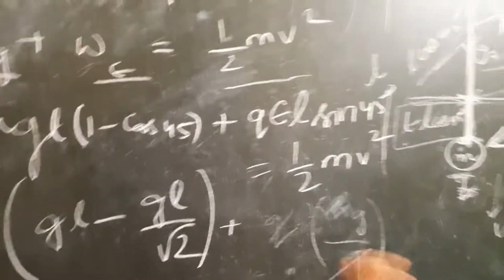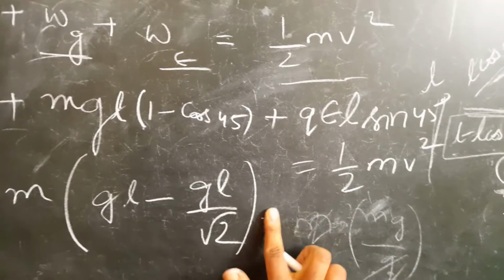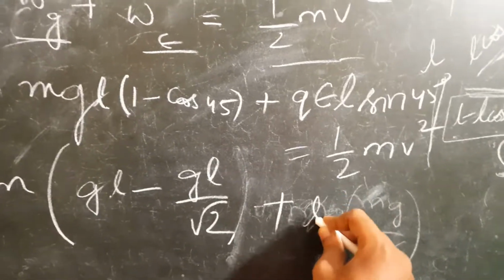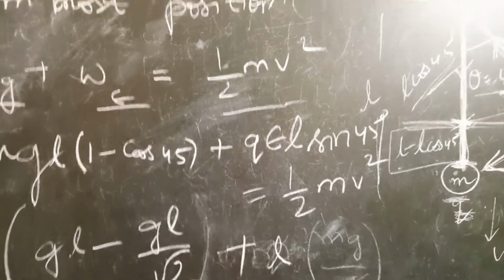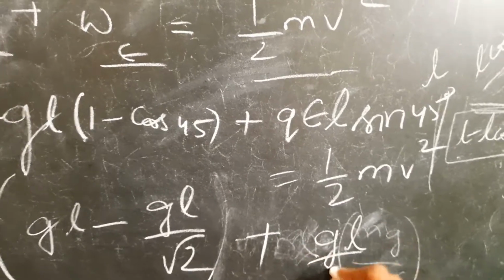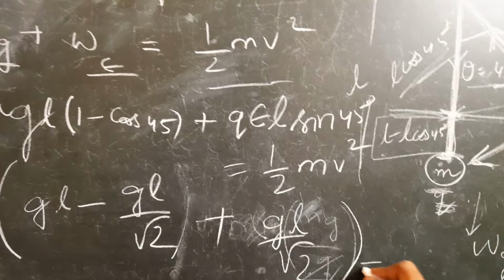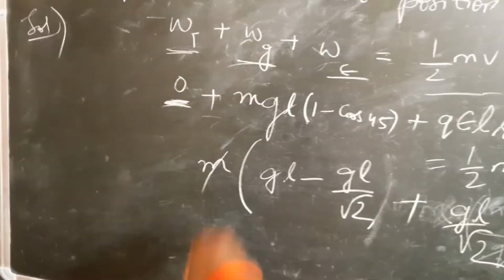I will erase this and write the direct equation. Taking m as common, we'll be having only the L value. So L sin 45, which gives gL by root 2, will be left here. After simplifying, this will be equal to half mv square. We can cancel m and m.